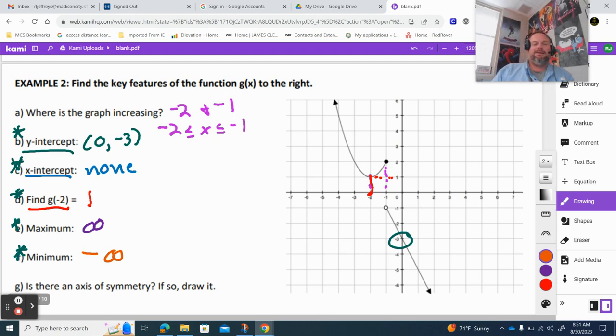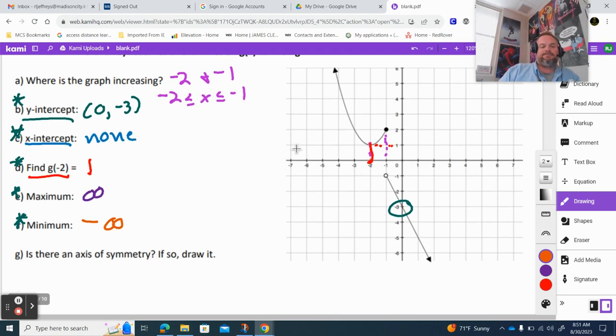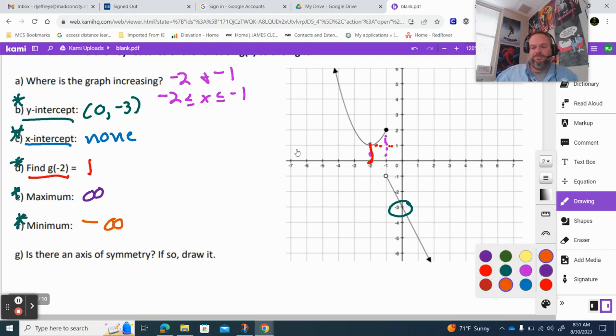All right. So, is there an axis of symmetry? Can we draw an imaginary line that cuts this in half equally? No. No.